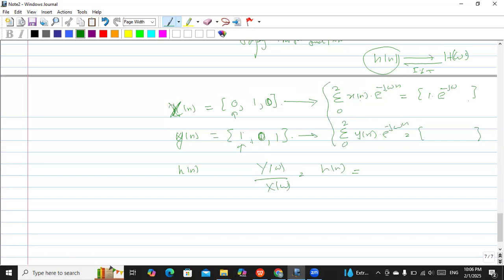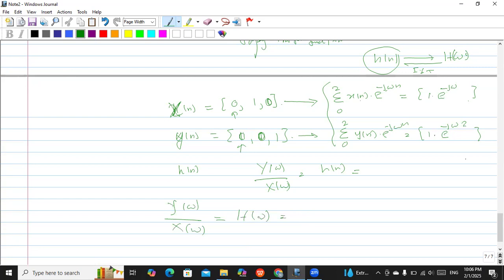And if you get this one, I will make this also 0. So y0 is 0, y1 also 0, y2 will be 1 e to the power minus j omega 2, n is 2. Now if I have Y omega divided by X omega, what is the value I have? I will have H omega.